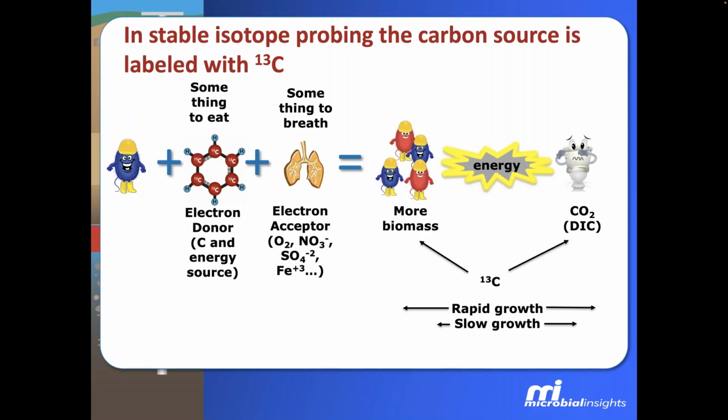And if you notice in the lower right-hand corner here, I've shown rapid growth and slow growth. For rapidly growing microorganisms, you will see that carbon-13 show up in large amounts in the biomass as well as in the CO2. For slow growth, microorganisms will still utilize that C13 compound, but they're using it more for maintenance, just staying alive, as opposed to growing. So you'll see more of the carbon-13 incorporated into CO2 than you see incorporated into the biomass. And you'll see some examples of that in a moment.